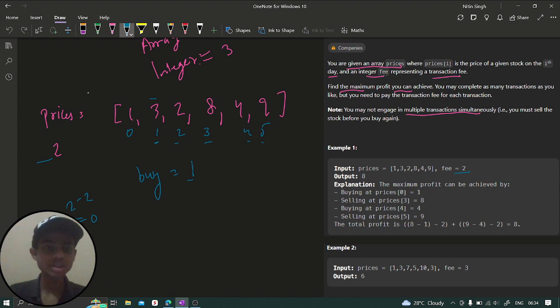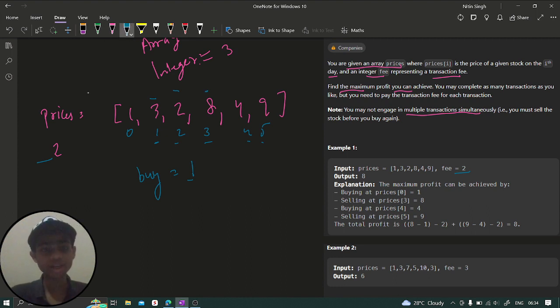If I sell it on the second day, the price was 2, so 2 minus 1 is 1, and after subtracting the transaction fee I get minus 1. So here I'm getting a loss, not a profit. So we are not going to sell it on this day, because initially our profit was 0 and we can't get less than that.